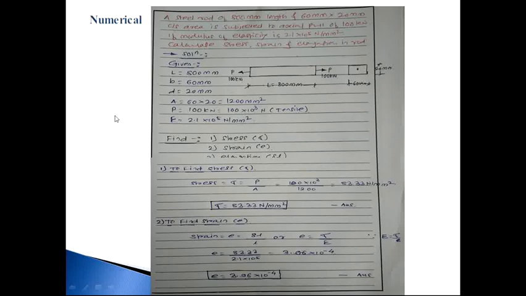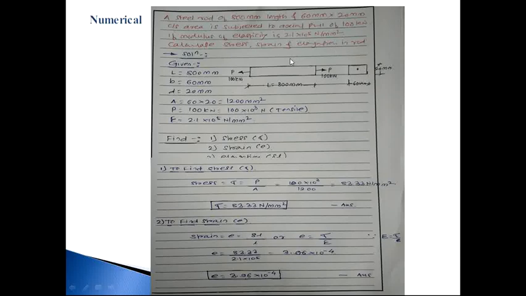So let us see one example. A steel rod of 800 mm length and 60 by 20 mm cross-section is subjected to an axial pull of 100 kN. If the modulus of elasticity is 2.1 into 10 raised to 5 Newton per mm square, calculate stress, strain and elongation in the rod.